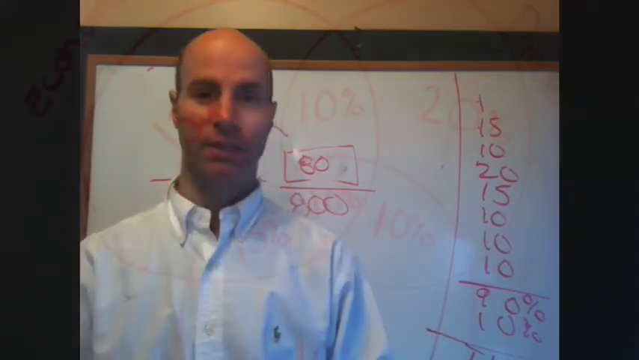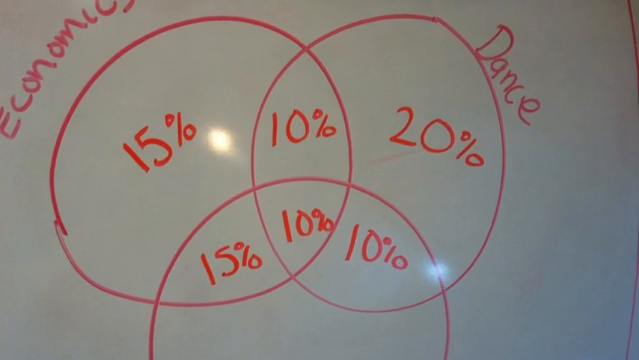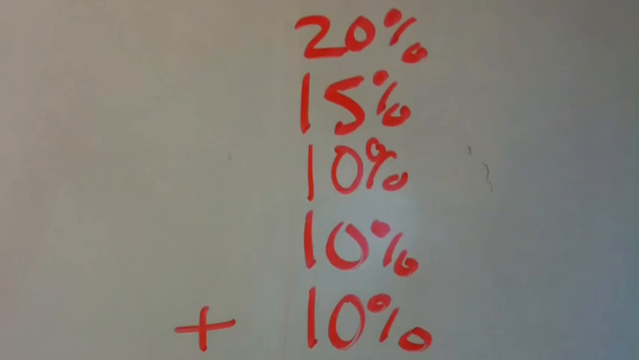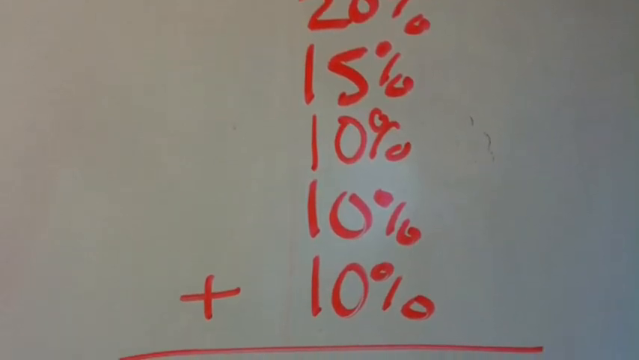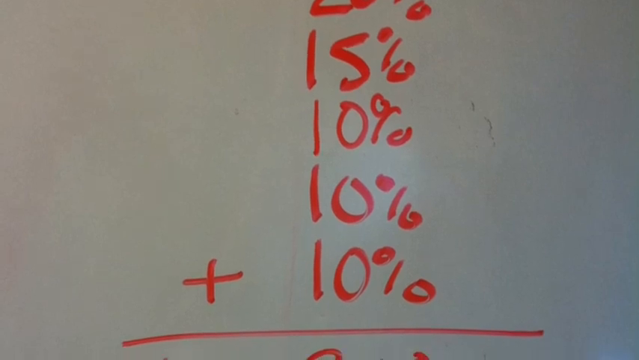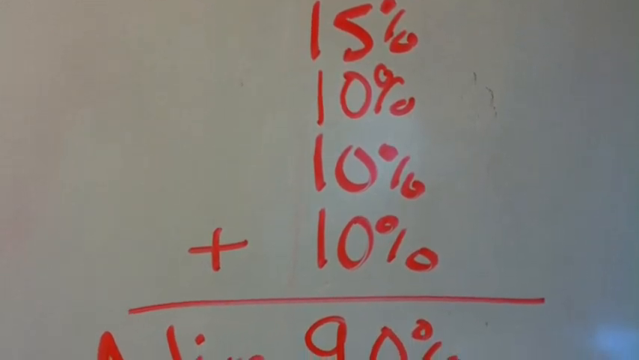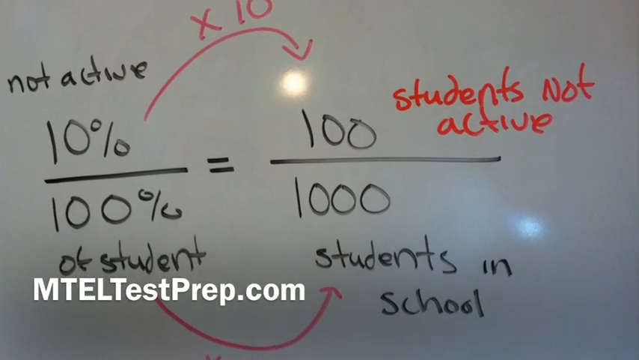Okay, team, I hope you found this helpful. Whenever given a Venn diagram with portions broken down like this, remember to look at the portions and add them up so that you find out what percent are actively involved in the Venn diagram and what portions are not. In this case, we had 90% were active and 10% weren't. Then you need to convert them using a simple ratio that we used before.